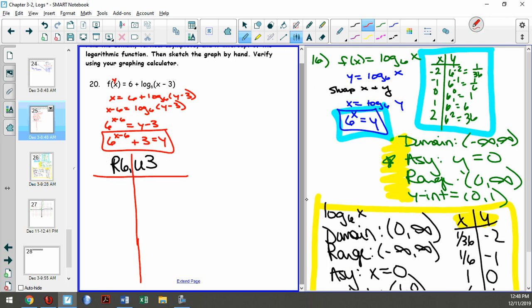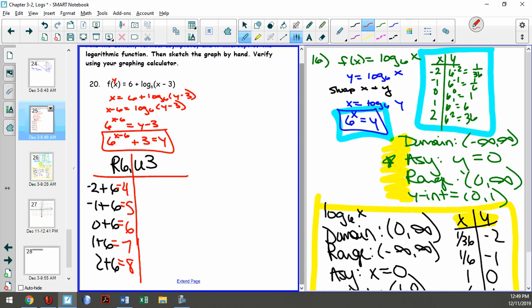So if I'm going to go right 6 and up 3, I am literally going to take negative 2 plus 6, negative 1 plus 6, 0 plus 6, 1 plus 6, 2 plus 6. Which means that's going to give me a 4, a 5, a 6, a 7, and an 8. Those are going to be my new X values. Does that make sense?